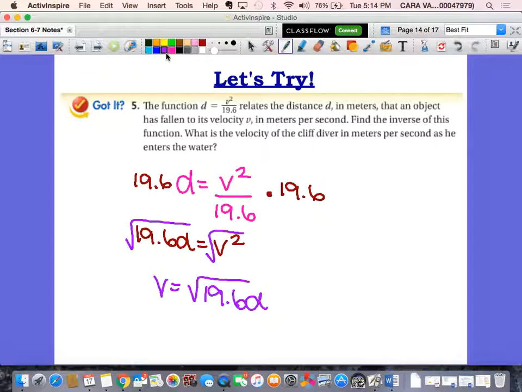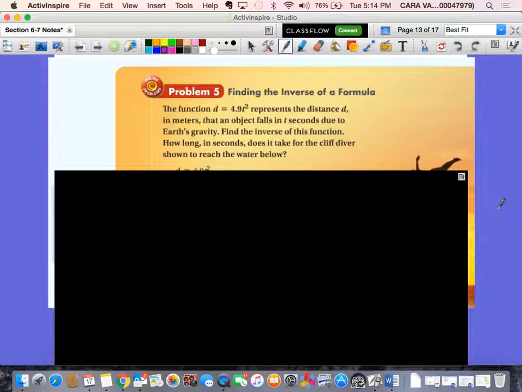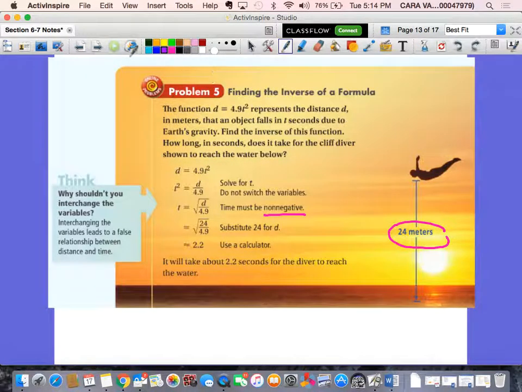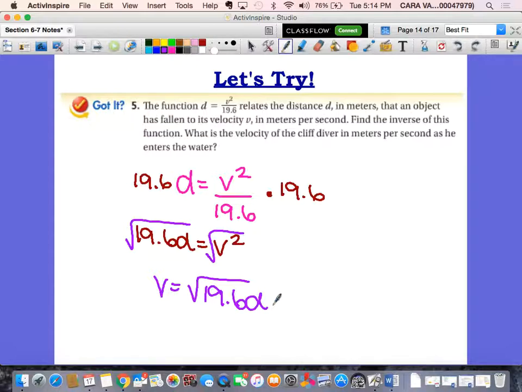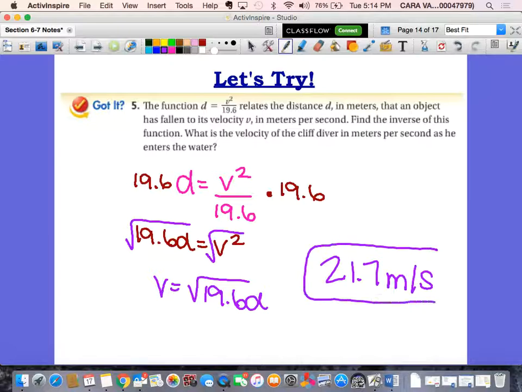So now I'm ready to answer the question, what's the velocity of the cliff diver in meters per second as he enters the water? We can go back to the last slide and see that d was still, what was it, 24? Yep. So I'm going to plug in 24 for d, and I will get my answer. You obviously want to do this on the calculator. But when you plug this in, you should get about 21.7 meters per second. And that's it. That's all there is to it.